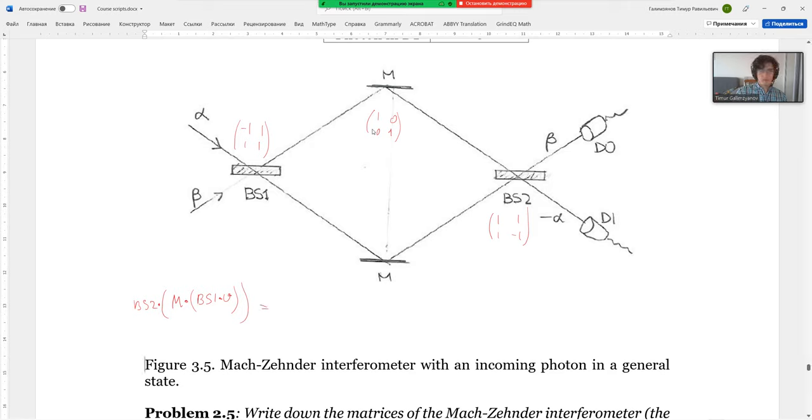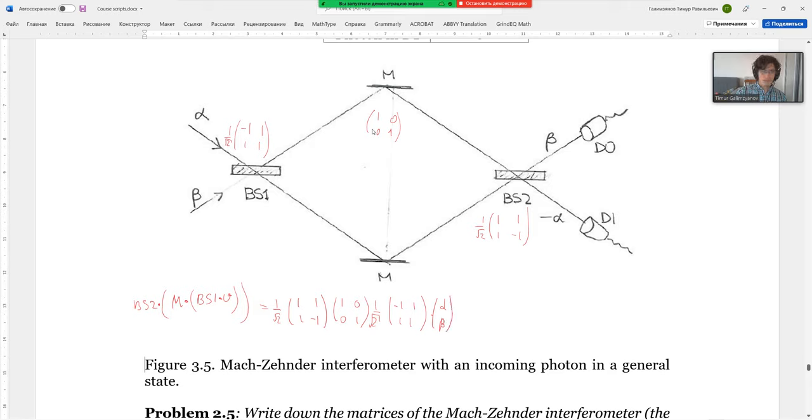Mathematically, we know that beam splitter 2 is this matrix. Okay, I forgot about the normalization constants. Beam splitter 2 is 1 over square root of 2 times 1, 1, 1, minus 1. Then the mirror is just a unit matrix. Then beam splitter 1: 1 over square root of 2 times minus 1, 1, 1, 1, times some vector alpha, beta.